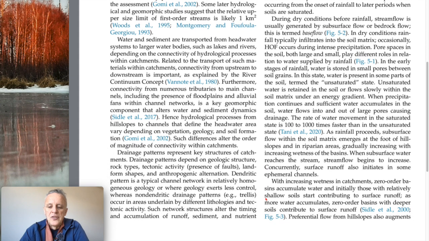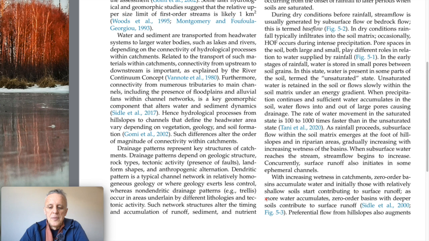As rainfall proceeds, subsurface flow within the soil matrix emerges at the foot of hill slopes and in riparian areas, gradually increasing with increasing wetness of the basins. When subsurface water reaches the stream, flow begins to increase. Concurrently, surface runoff also initiates in some ephemeral channels.